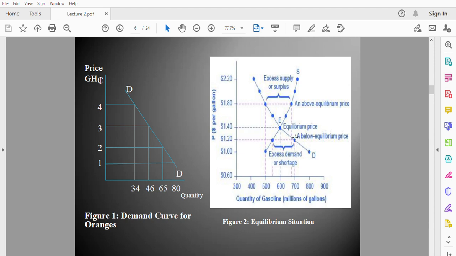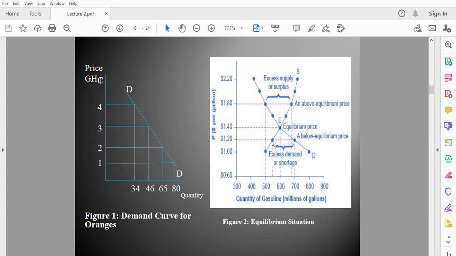So at any point in time where quantity demanded is greater than quantity supplied, there is shortage or excess demand. What about a point at which quantity supplied is greater than quantity demanded? There is surplus or excess supply. At this point, quantity supplied is, let's say, 680, but quantity demanded is 500.